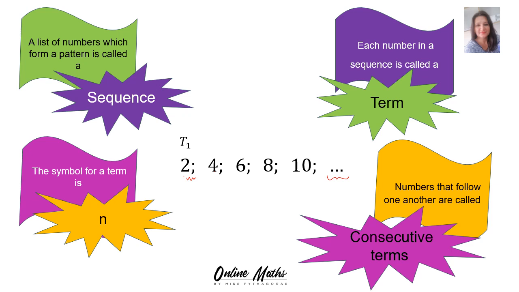T1 means term 1's value is 2. T2 means term 2's value is 4. T3 means term 3's value is 6. T4 means term 4's value is 8. T5 means the fifth term's value is 10.